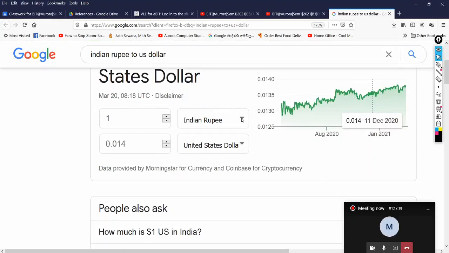So this is Indian rupee to dollar, right? Green and getting more and more stronger and stronger, right?